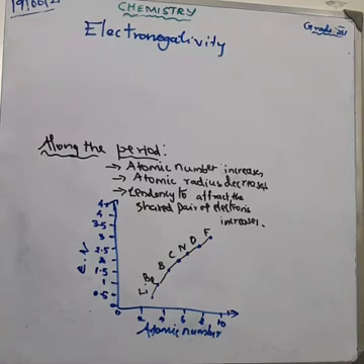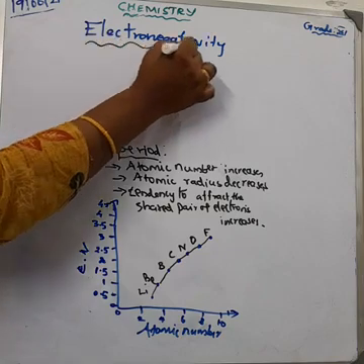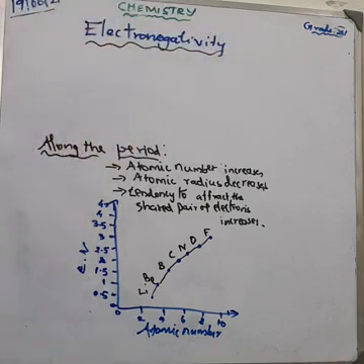Today we are going to study electronegativity, one of the periodic properties, a physical property of the elements. This is the fifth property. Already we have learned atomic radius, ionic radius, ionization energy, and electron affinity. We completed those. Today we are going to study electronegativity. Listen carefully, take notes, and do more and more written practice every day.